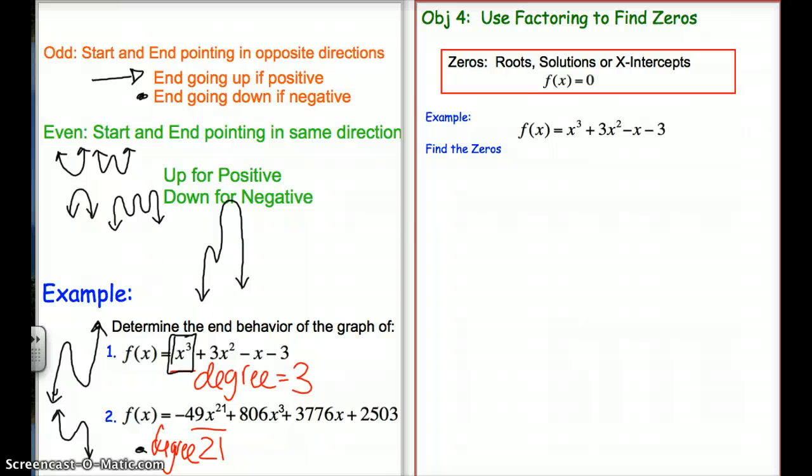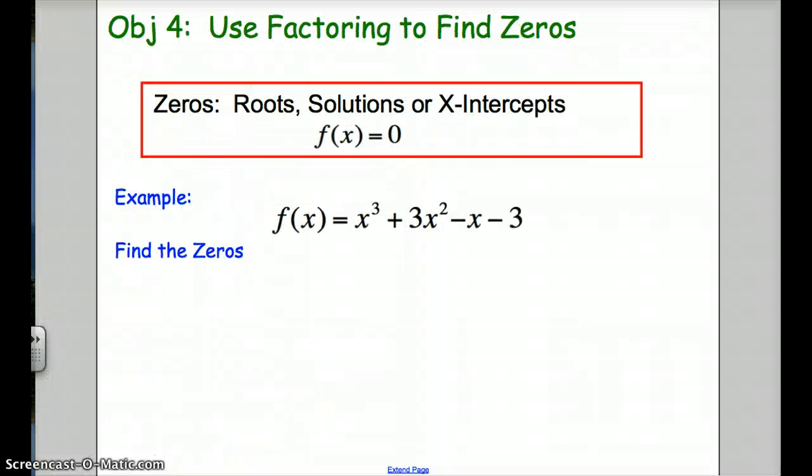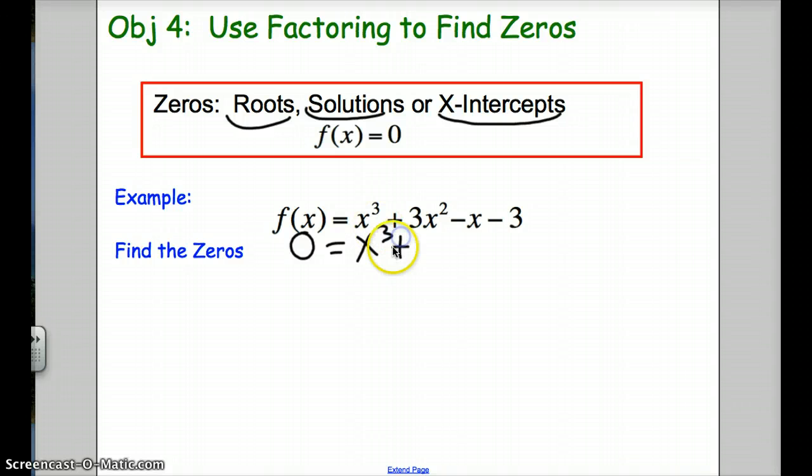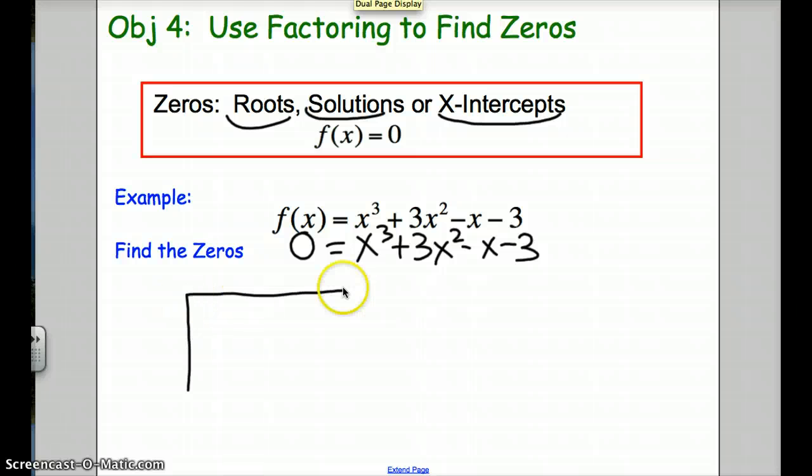So let's talk about finding those zeros. When we're trying to find zeros, remember zeros are the same thing as the roots, the solutions, or the x-intercepts of a function. We're basically asking when this is going to be 0. So in order to do that, we actually have to factor. So we're going to get out our factoring brains, and we're going to figure out a way to factor this. Now, when it gets to be cubic or quartic, it's going to be a little bit more challenging to factor. Okay? A couple of ideas to help you along.